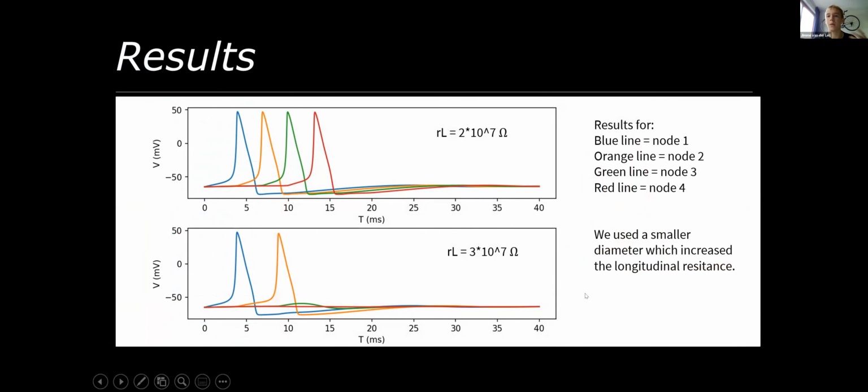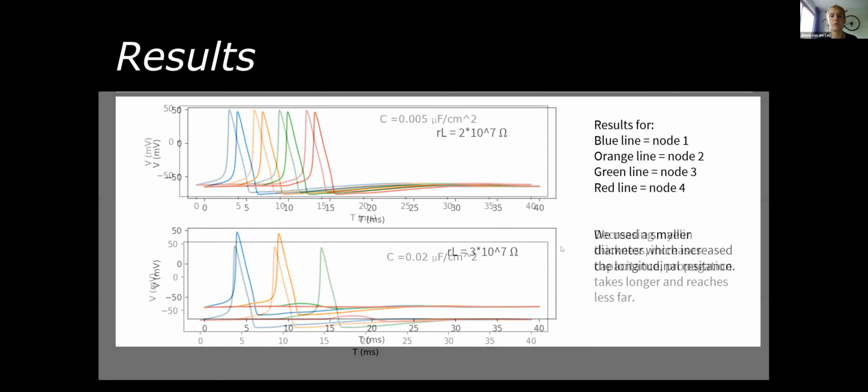We wanted to find out what happens if we decrease the diameter. So what we did, we decreased the diameter of the axon, and this in turn increased the longitudinal resistance. So we multiplied the longitudinal resistance in our model by 1.5. And as we can see, the propagation of the action potentials takes longer. So these are the nodes of Ranvier. The second node of Ranvier takes longer to get an action potential, and the propagation goes less far. As we can see, the third node doesn't even reach an action potential anymore. So a smaller diameter increases the longitudinal resistance and therefore decreases the speed and the length of propagation.